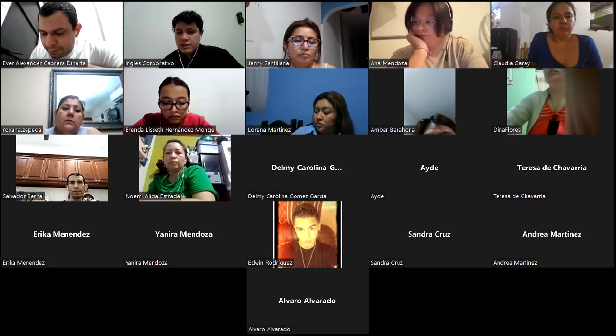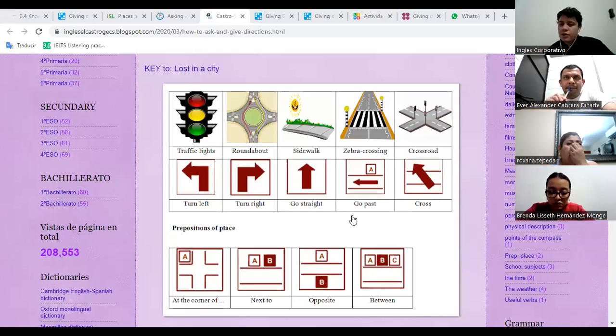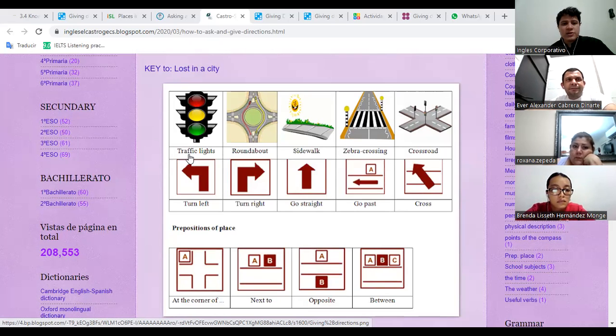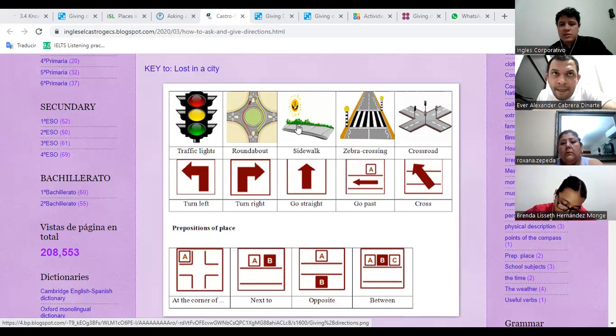Here I have more vocabulary for you to give directions. How do you say semáforo? You say traffic lights. Cross the traffic lights. Rotonda, chicos, roundabout, like Salvador del Mundo. Sidewalk is la acera. Zebra crossing, or just crossing, is el paso peatonal. Crossroad is when two streets cross each other.